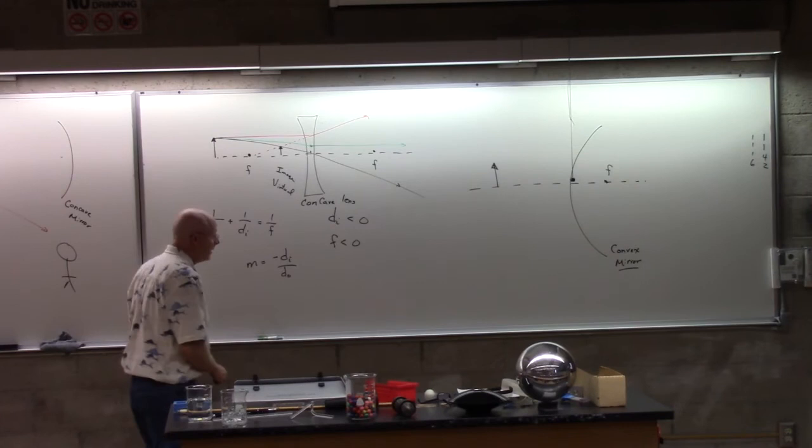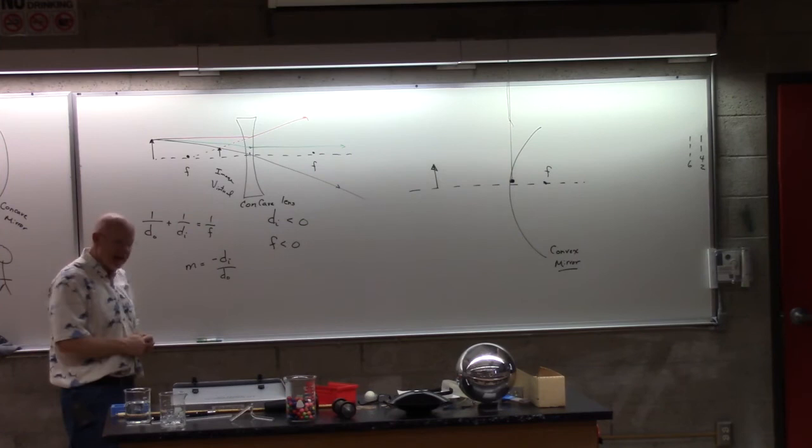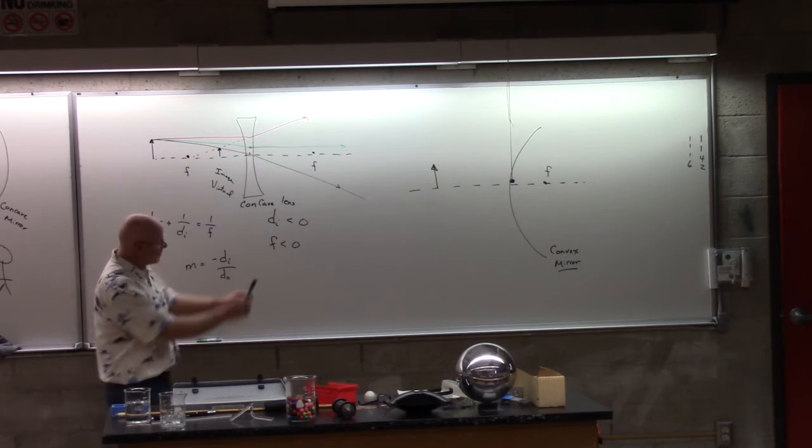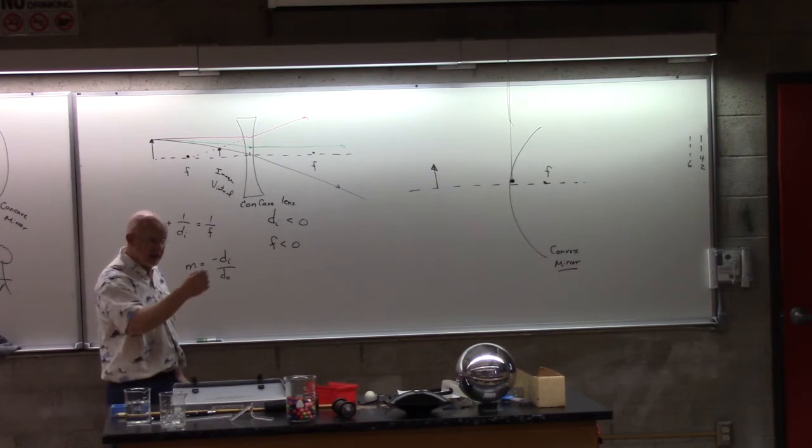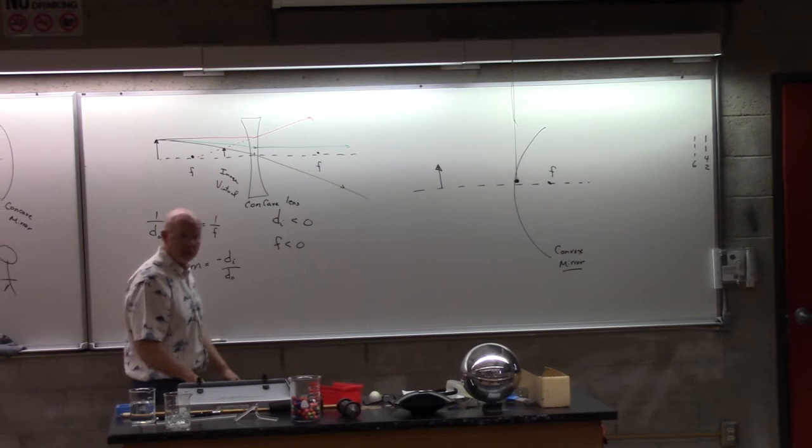And I'm going to say the same thing. Here's some really good news. Same set of equations. And if it spreads the light out, we'll call F less than zero. And if it makes a virtual image, we'll call the image distance less than zero. Now, maybe I better do my drawings and start with the easy one here.